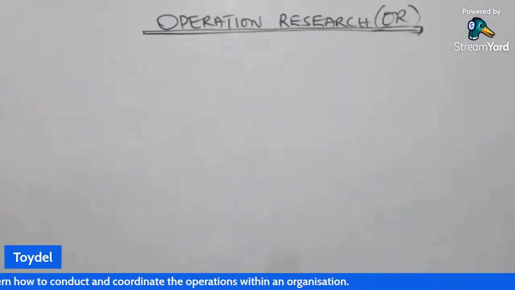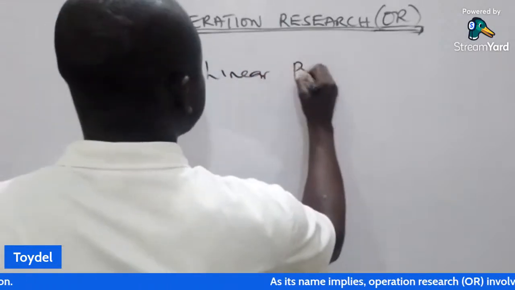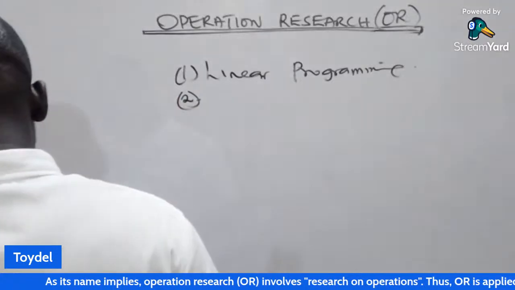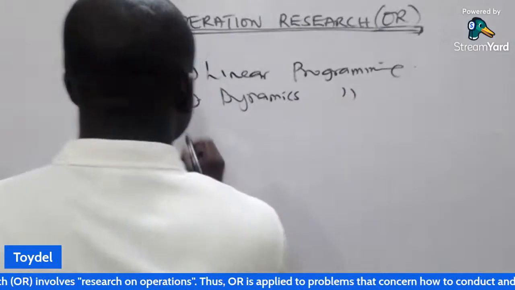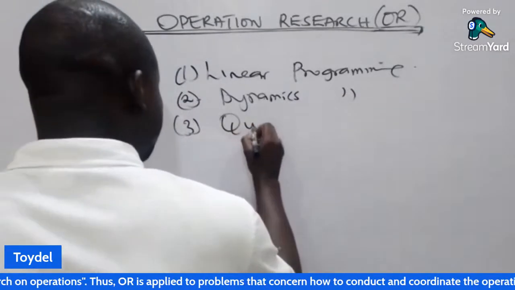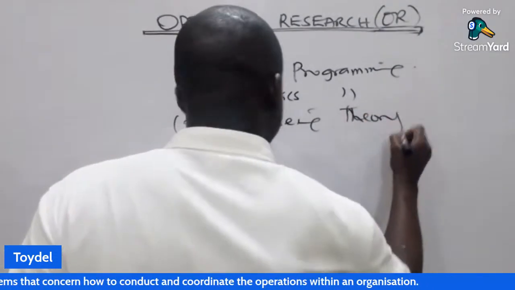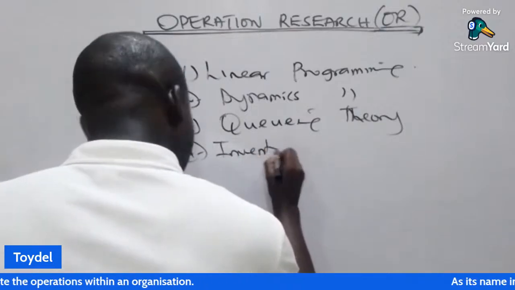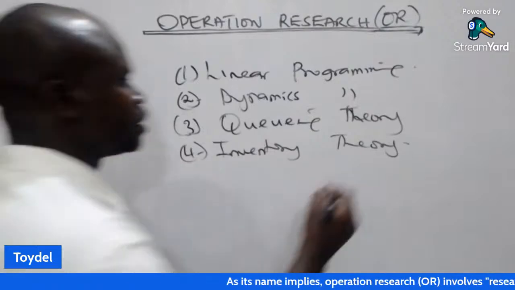There are many standard tools that we use in operation research. The first one is linear programming. We'll be talking about all of this in the course of study. The second one is dynamic programming. We'll also be talking about queuing theory. We'll also talk about inventory theory, and so on.